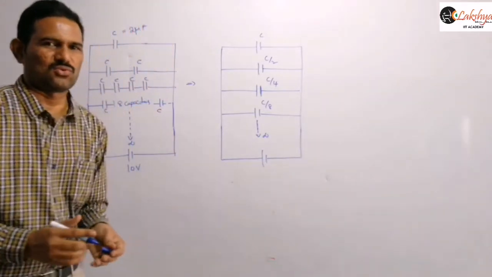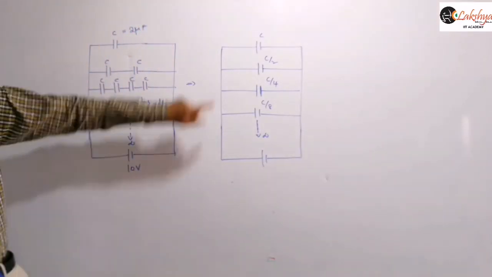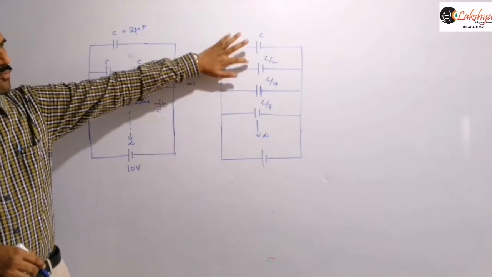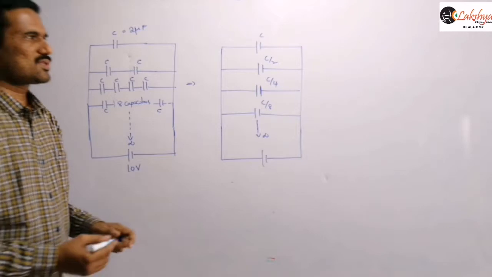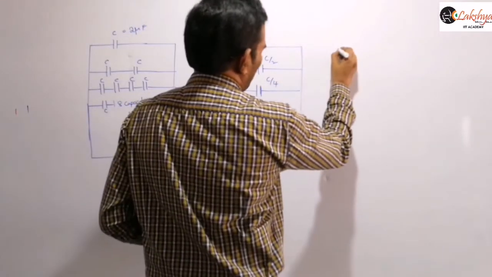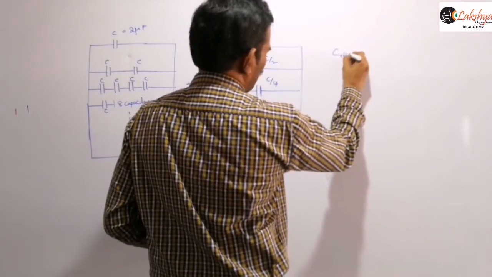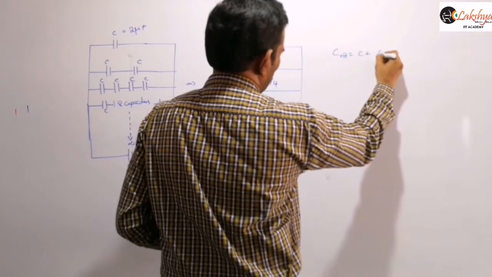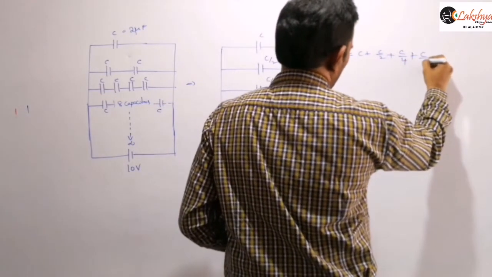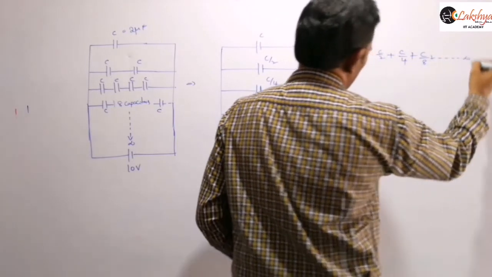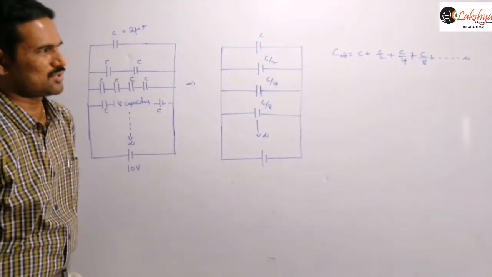So now that is our circuit. Now we can observe all these combinations are in parallel, right? And so when all those combinations are in parallel, I can write C effective is equal to C plus C by 2 plus C by 4 plus C by 8 plus and so on to infinity. That is an infinite combination here.